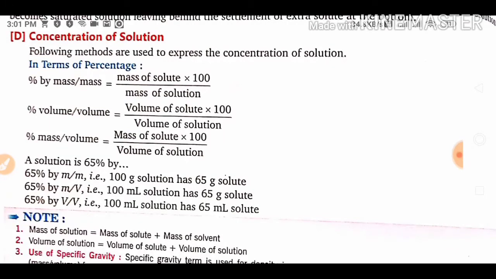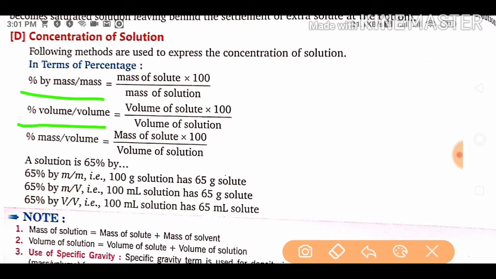Concentration of solution. How can you calculate the concentration of solution? Percent by mass upon mass, in terms of percentage: mass of solute into 100 upon mass of solution. When you have to calculate percent volume upon volume: volume of solute into 100 upon volume of solution. And percent mass upon volume: mass of solute into 100 upon volume of solution.